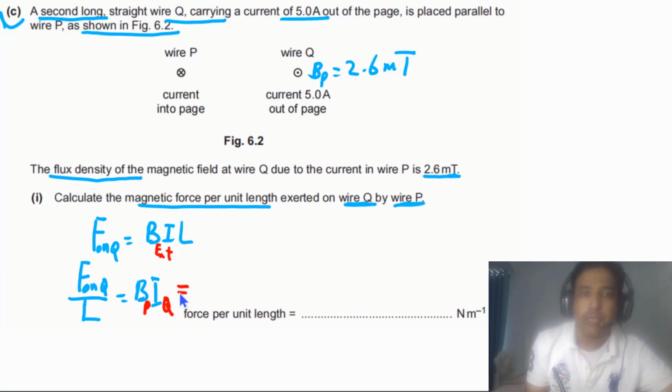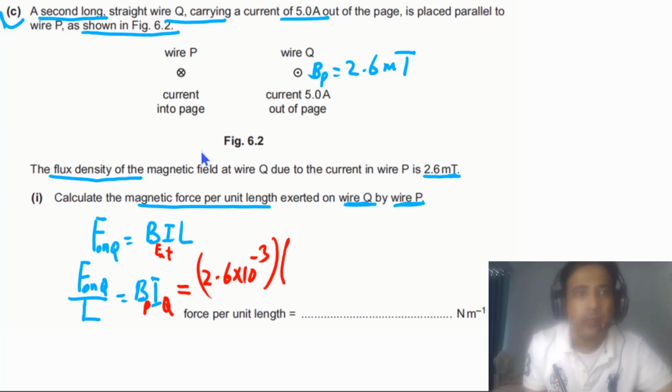Now simply we need to plug in values. We have magnetic field due to P at Q, that is 2.6 millitesla, 2.6 times 10 to the minus 3, and the value of current in wire Q is 5.0 amps.